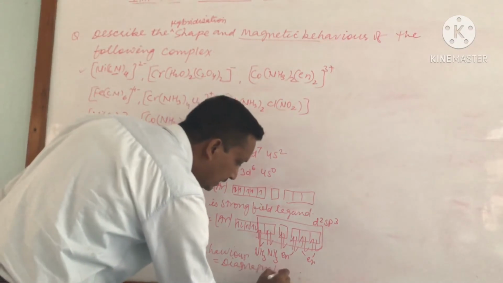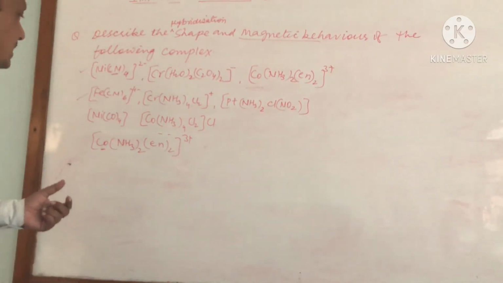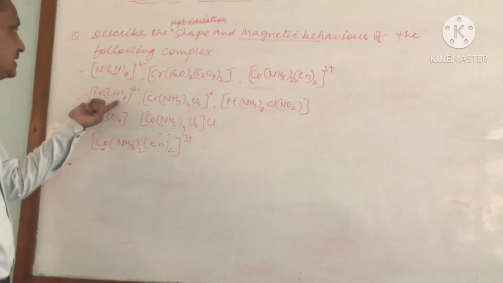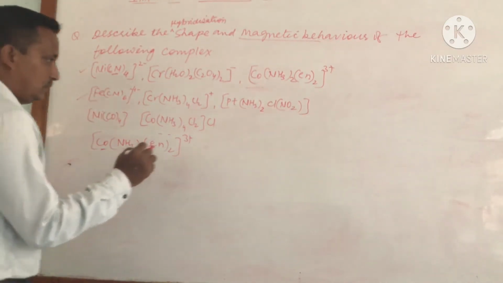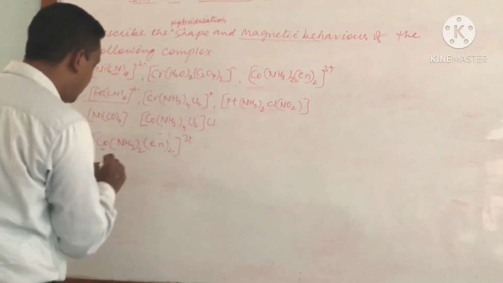Why is this diamagnetic? Because electrons are paired. So this is all about the complex. Okay, so the next complex we are taking is [Fe(CN)6]4-, and we are describing the hybridization.